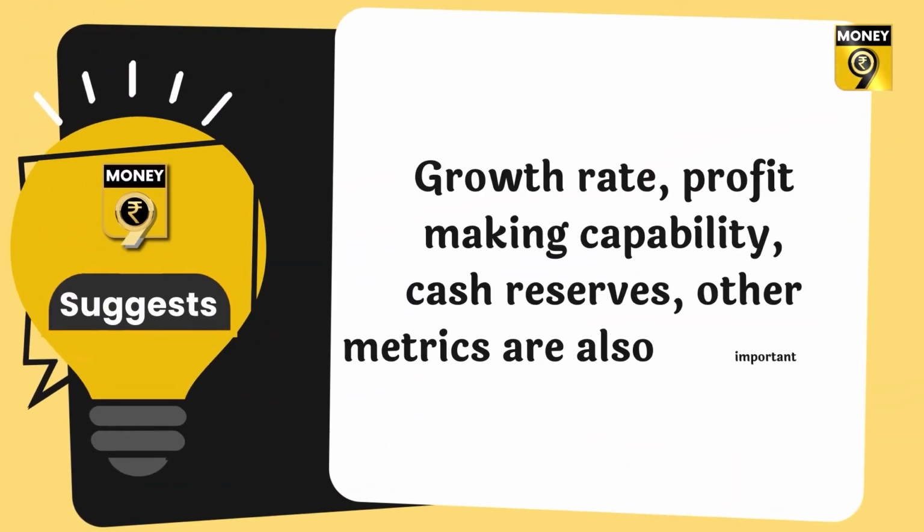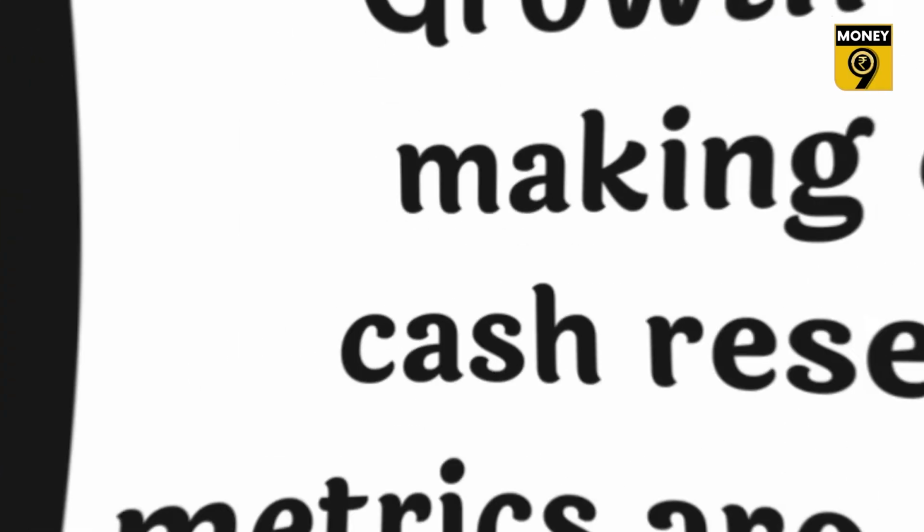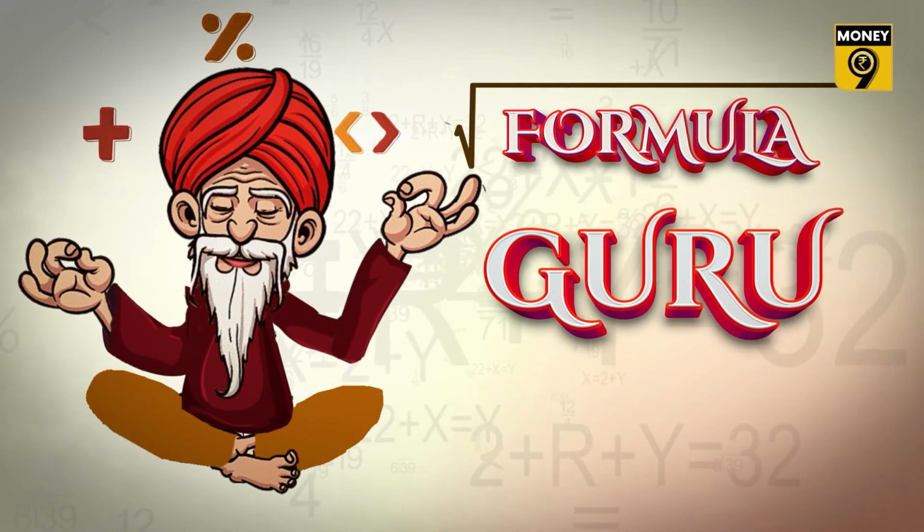You have to gauge the growth rate, profit-making capability, cash reserves and other metrics to get an idea of the performance of that company. Only after you have taken all these factors into consideration, you should take a decision on the purchase and sale of a particular stock. To understand the difference between a bulk deal and a block deal, watch Formula Guru.